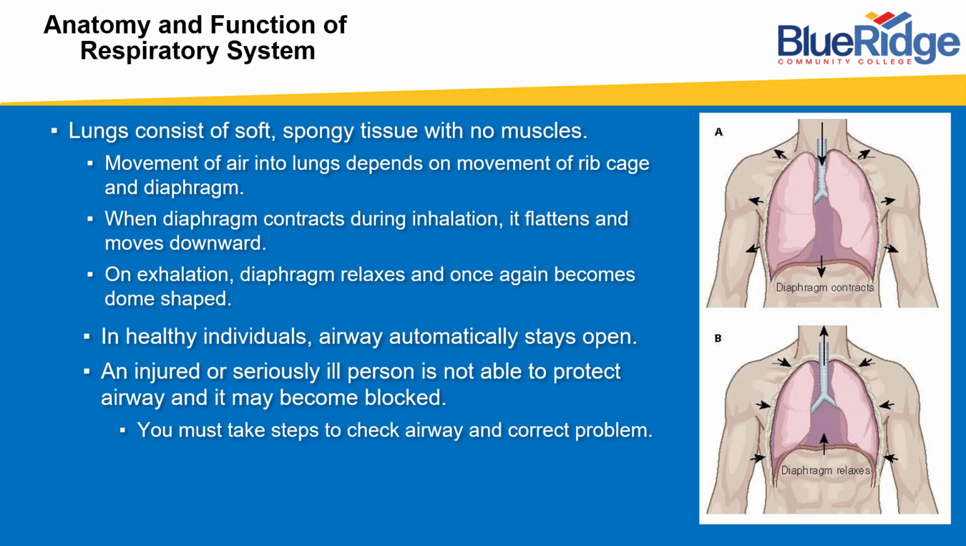Lungs consist of soft, spongy tissue with no muscles. Movement of the air into the lungs depends on movement of the rib cage and the diaphragm. When the diaphragm contracts during inhalation, it flattens and moves downward. On exhalation, the diaphragm relaxes and once again becomes a dome shape. You can see that illustrated in these two pictures here on the right side of your screen. For inhalation, the diaphragm flattens or goes down, and when it relaxes, it turns back into that dome shape.